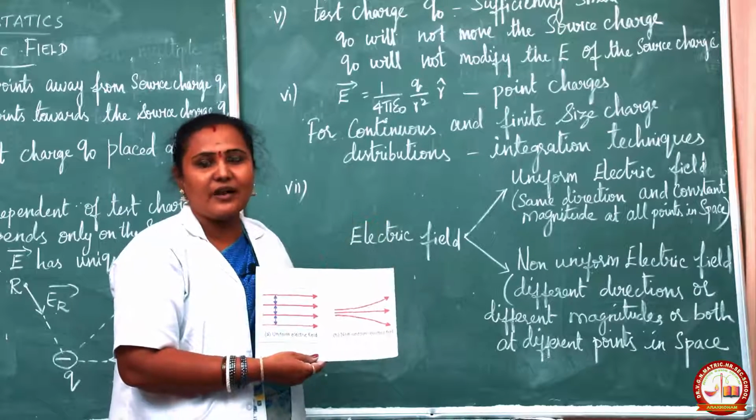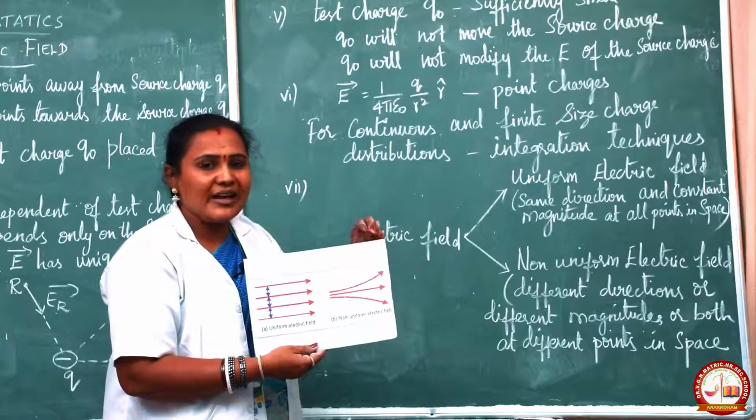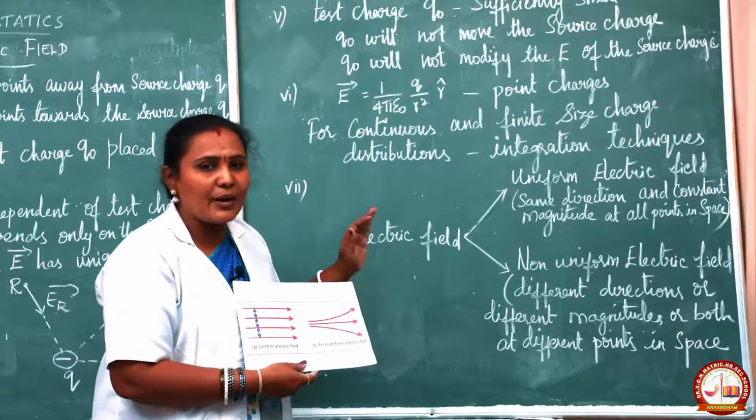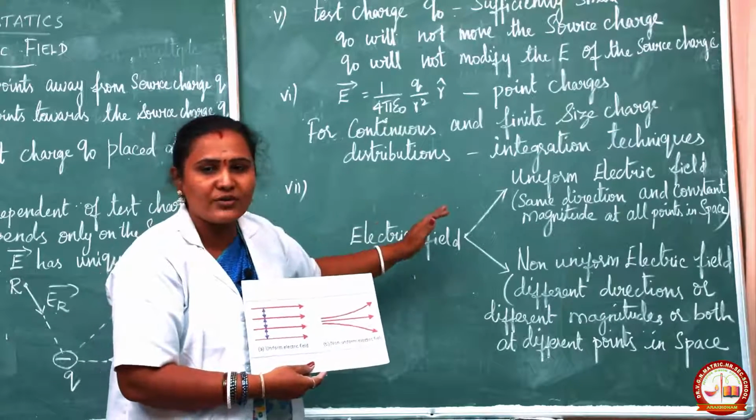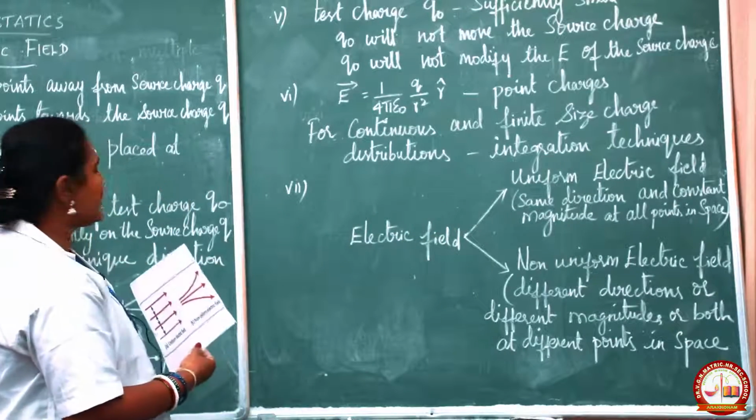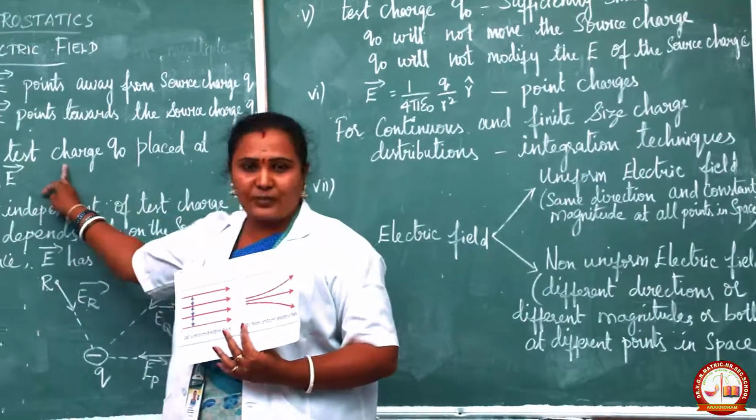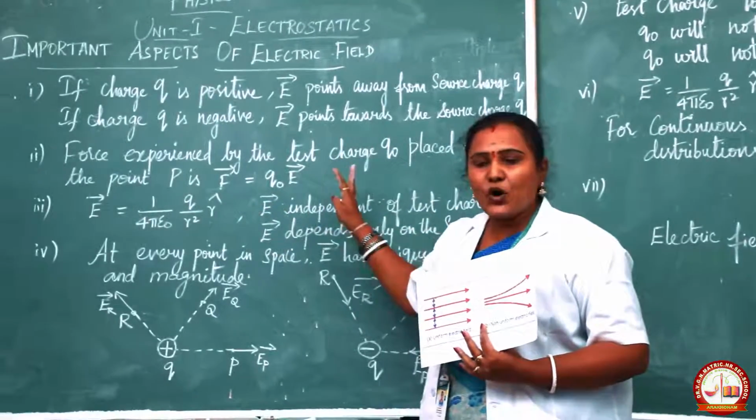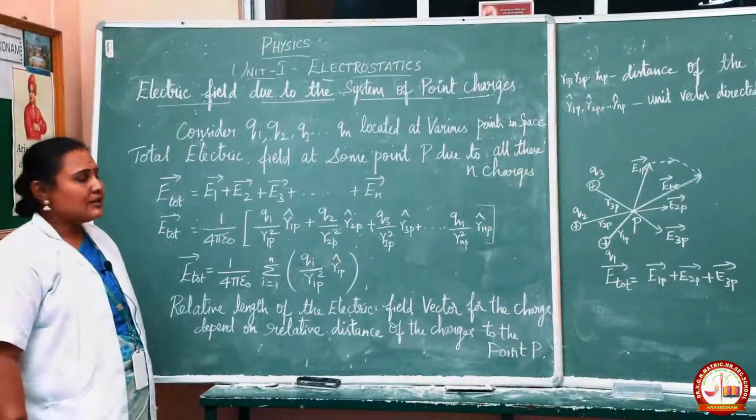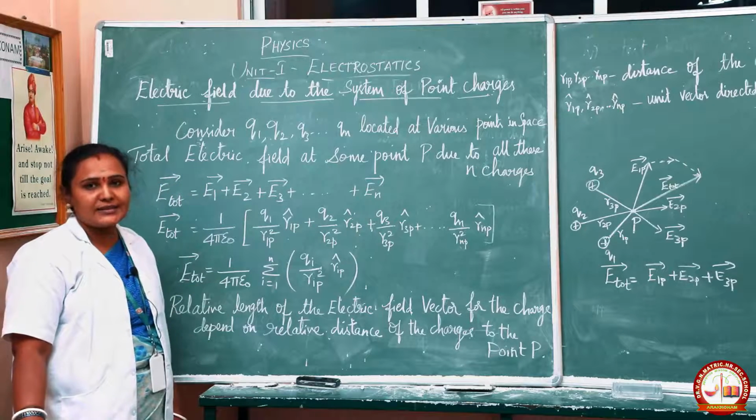If you are considering a point charge, it has only a non-uniform electric field, and that covers the important aspects of Coulomb's law. And I forgot one thing: the second point here represents the expression of force according to Coulomb's law, and that is about the important aspects of electric field. Thank you. Next topic is electric field due to the system of point charges.